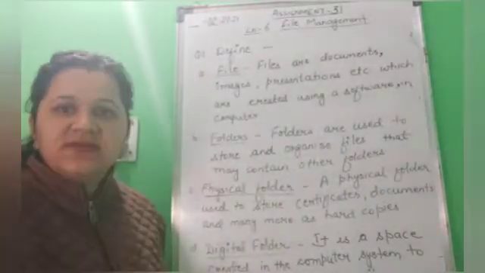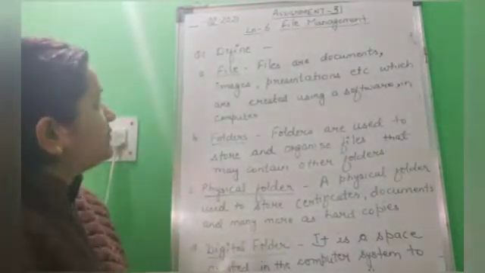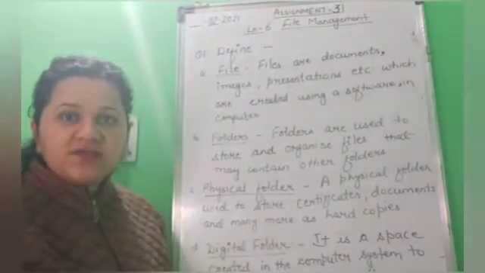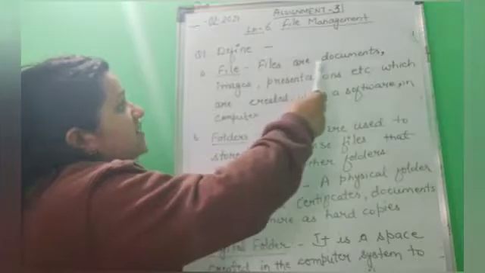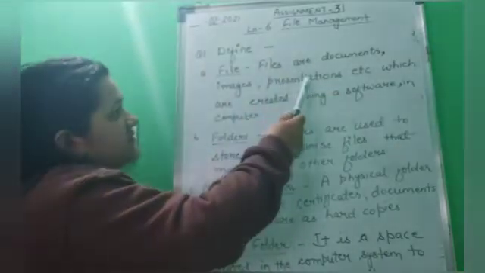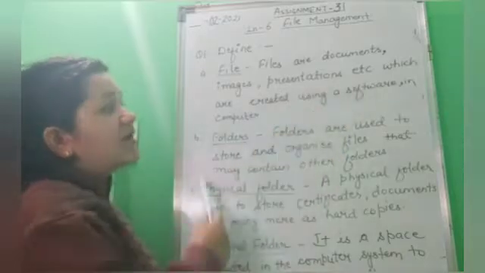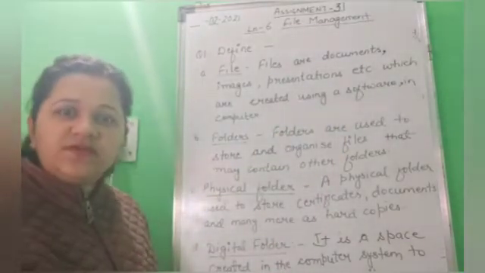First question is define. Okay, now children, A part, file. Now what is a file, children? Files are documents, images, presentations, etc. which are created using a software in computer. Now what are files, children?